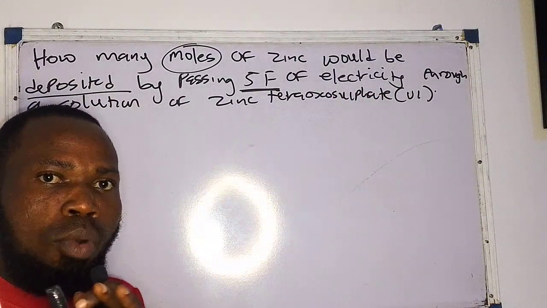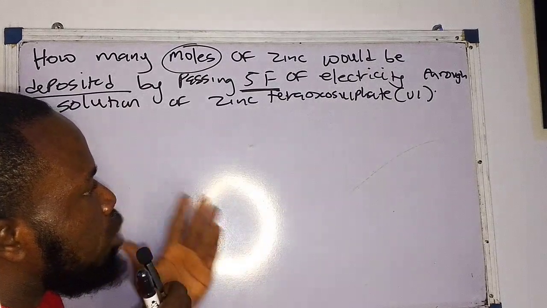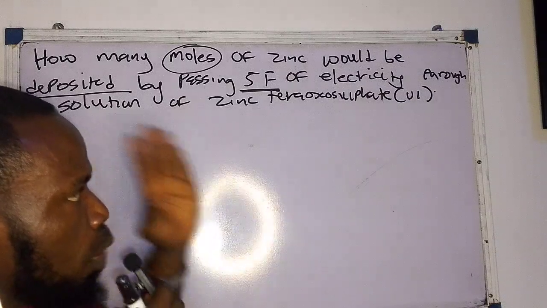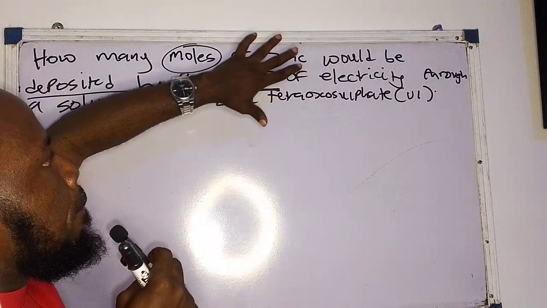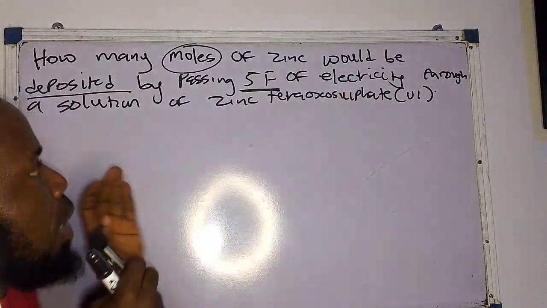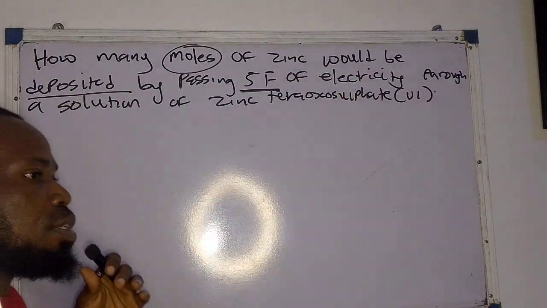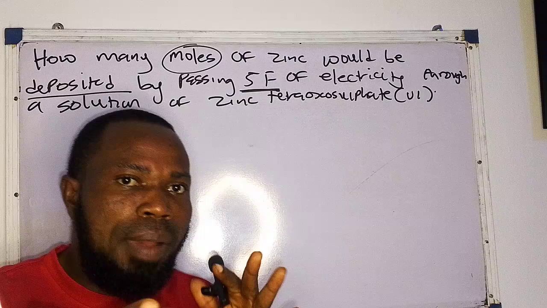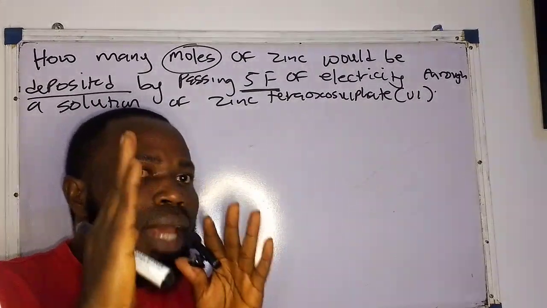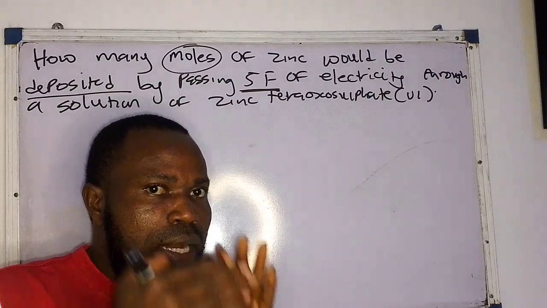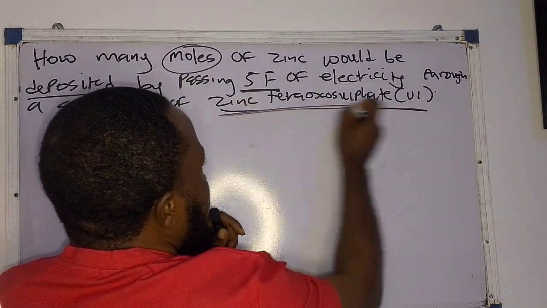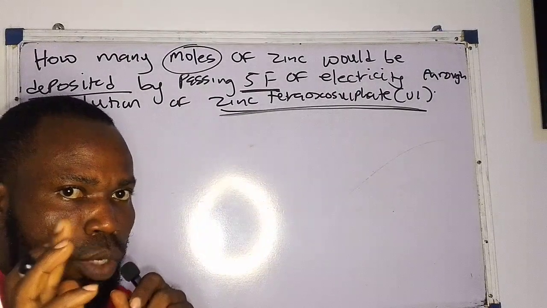Now ladies and gentlemen, boys and girls, because this question is coming from electrolysis, I want to bring out major formulas that you need to know when it comes to electrolytic questions. Before we jump into the formula, let's understand first that electrolysis is the process in which current passes through a substance and the substance decomposes. That substance that decomposes is known as an electrolyte. In this situation, the electrolyte is zinc tetraoxosulphate VI solution.